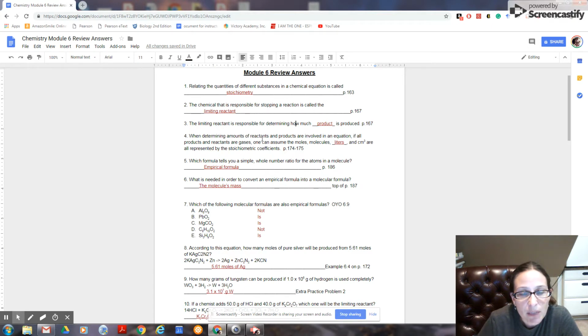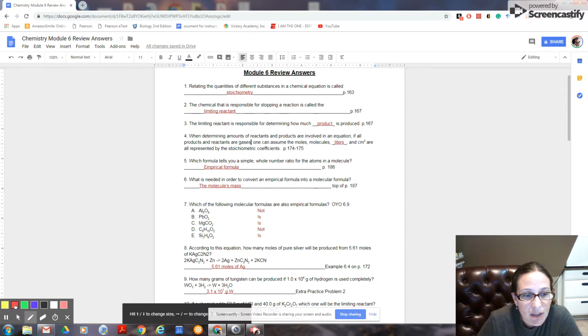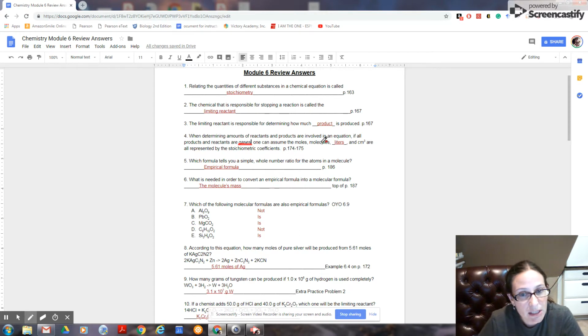Number 4, when determining amounts of reactants and products that are involved in an equation, if all products and reactants are gases. This is a big key thing here, the gases. So as soon as you see gases, you should be automatically thinking of the Gay-Lussac's law, because then you can assume that whenever there's the coefficients, then that means moles, molecules, and then you should have said here liters, as well as centimeters cubed. So cubic centimeters is also a volume. So it could mean any of those things, all right?